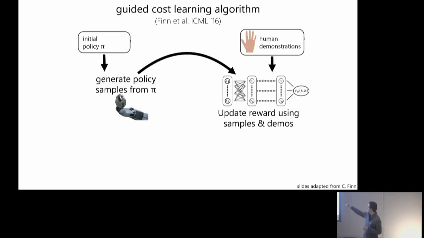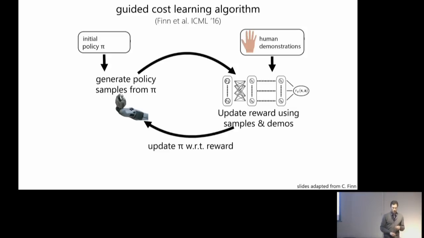And then use the samples together with the demonstrations to update your reward function. The way you update the reward function is you compute the gradient, which is the gradient of the reward averaged over the demos minus the gradient of the reward averaged over the samples, weighted by those importance weights. And then you go back in and you update your pi with that reward function using any reinforcement learning algorithm.